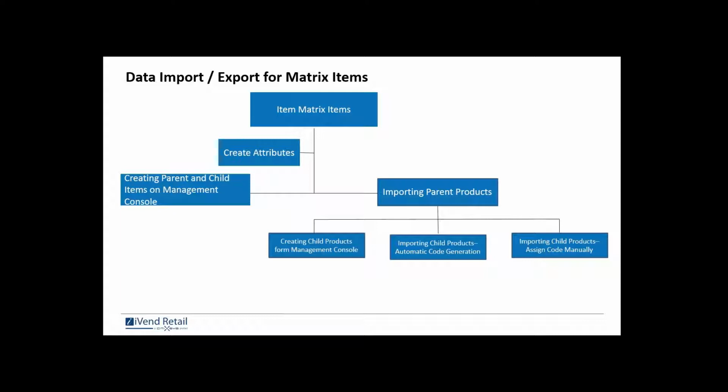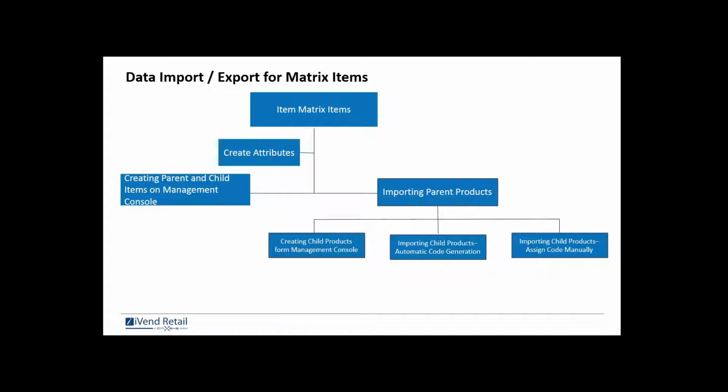But think of a situation where I have to create something like 50,000 or 100,000 SKUs. Obviously, this manual process is going to be very tedious. So with iVend 6.4, we have come up with importing of parent products as well as importing of child products directly into the system. So this is the process of creating item metrics items in iVend.